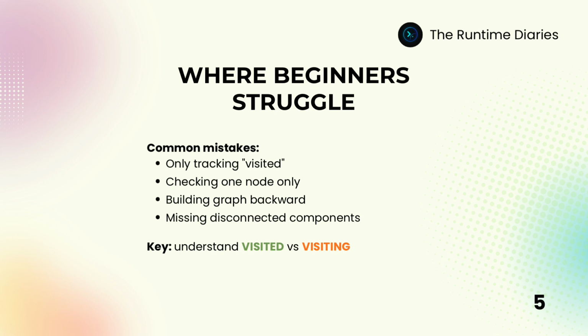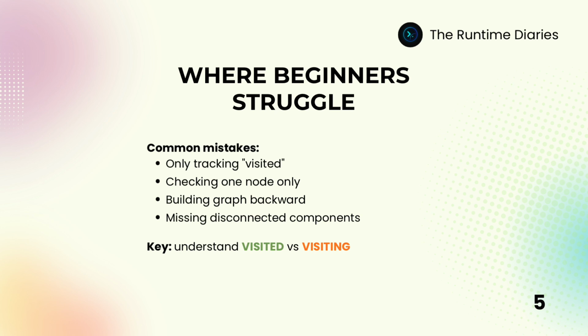Beginners usually stumble on this problem for a few common reasons. First, they only track whether a node has been visited, but they forget to track whether a node is currently in the recursion path. That distinction is critical for detecting cycles. Second, they start DFS from only one course, assuming that's enough, but the graph might have multiple disconnected components. You need to check every course.